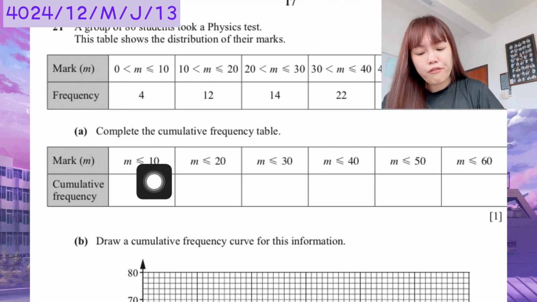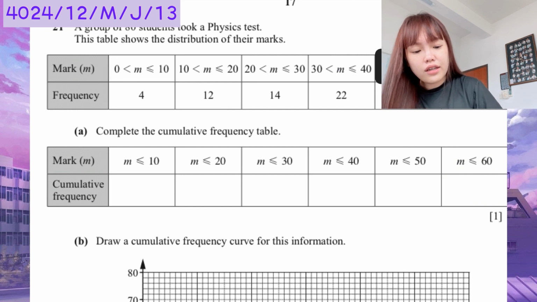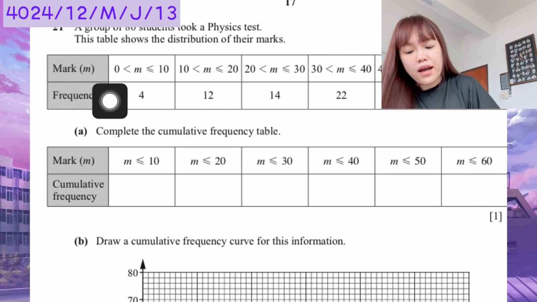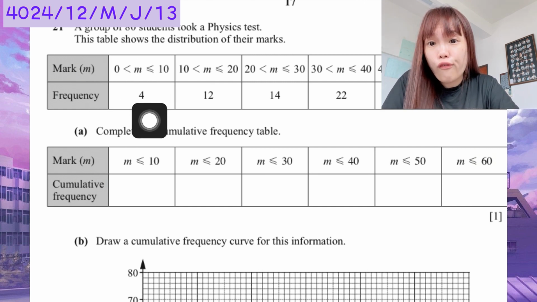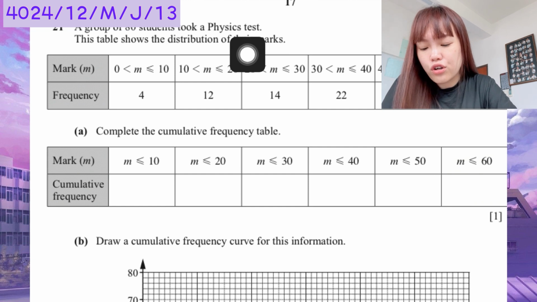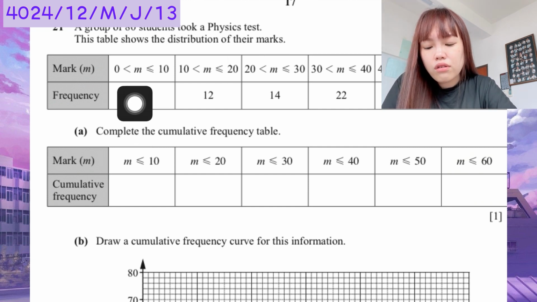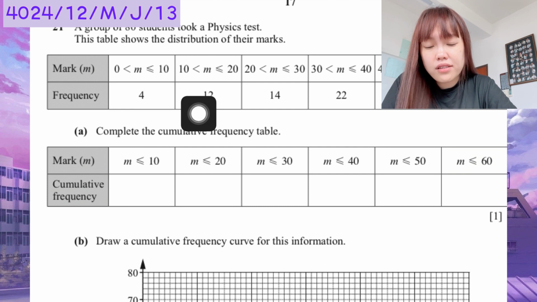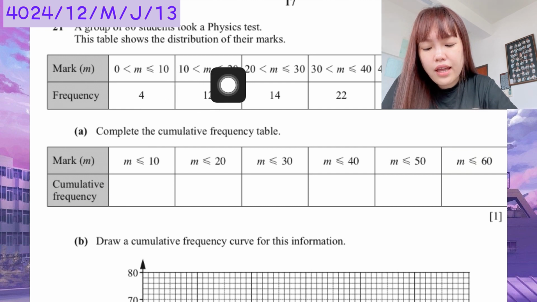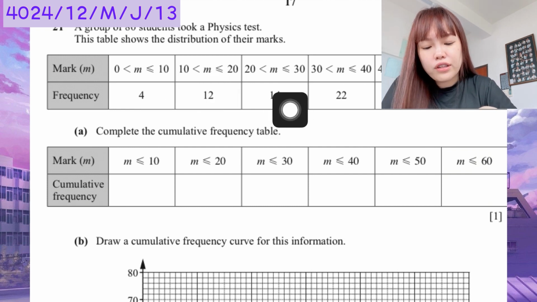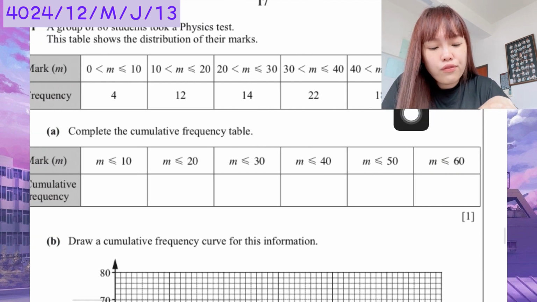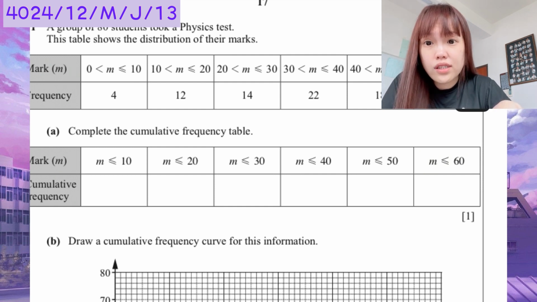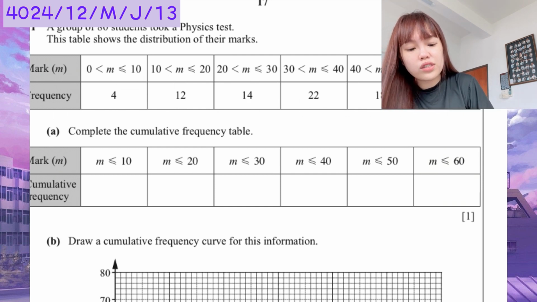okay, it means that if we have marks that are less than or equal to 10, here, the frequency, the marks, okay, I'll explain a bit on this table first. So the marks between 0 to 10 is for 4 students, because a group of students took a physics test, right? So there are 4 students who got 0 to 10 marks. And there are 12 students who got 10 to 20. And 14 students who got 20 to 30. And so on, okay? So we can see from 50 to 60 marks is 10 students, and they are all together 80 students here, okay?